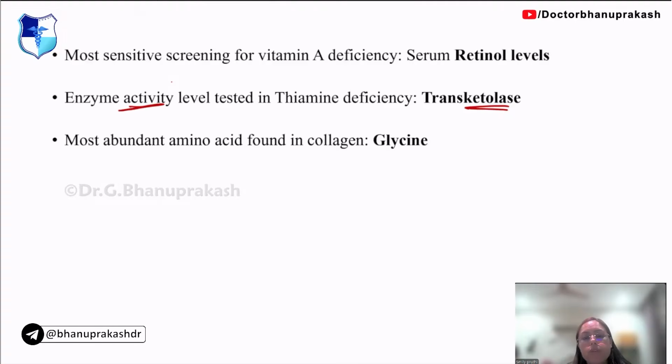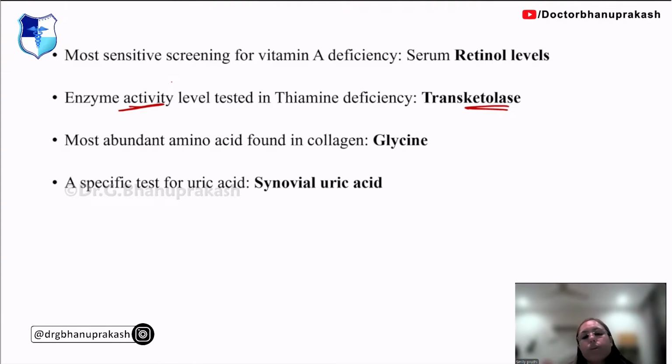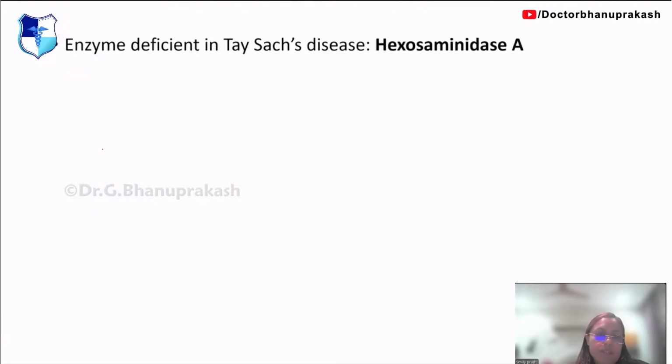Most abundant amino acid in collagen. This is a frequently asked, repeated question. It is glycine. Very specific test for uric acid increase is the synovial uric acid, because in the synovial joints it will get accumulated mainly. So it's very specific. Then next is enzyme deficient in Tay-Sachs. It is hexosaminidase A. What was in Sandhoff disease? Both hexosaminidase A and B.